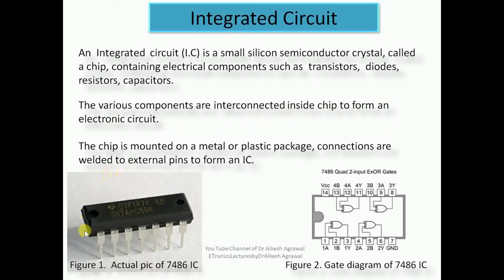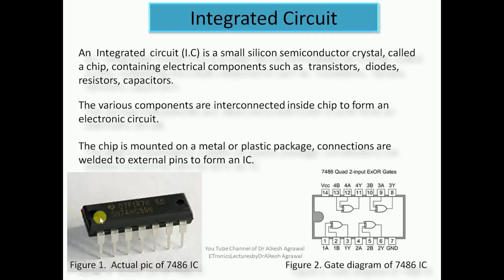Here you can see in figure 1 we have the actual figure of an IC which is of exclusive OR gate 7486, and here you can see the gate diagram of the 7486 IC. You can see you have four exclusive OR gates. This particular IC is mounted on a plastic package and the connections are welded out as external pins.